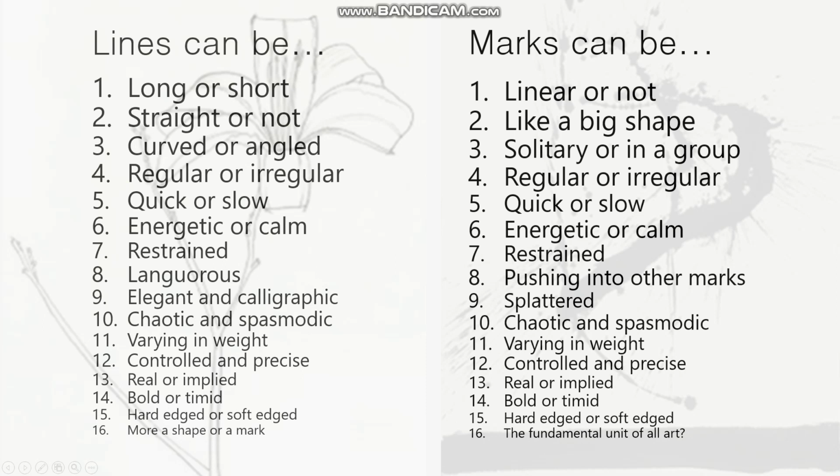Whereas marks can be linear, but they don't have to be. They can be just a big shape, whereas lines have to be linear, so they can be straight or not straight. I'm not going to go through the whole list, but on your own time, you can look over this list some more and think about all the different similarities and contrasts between these two lists.